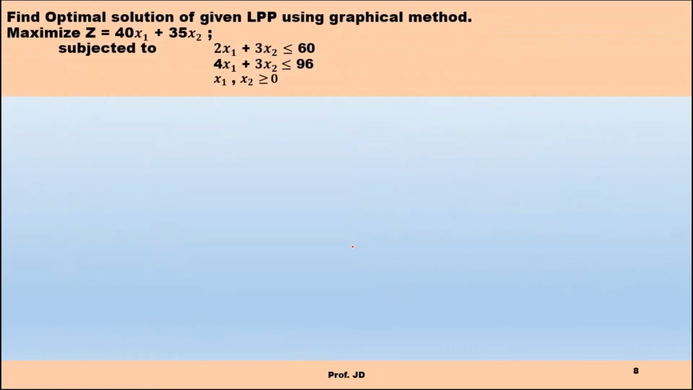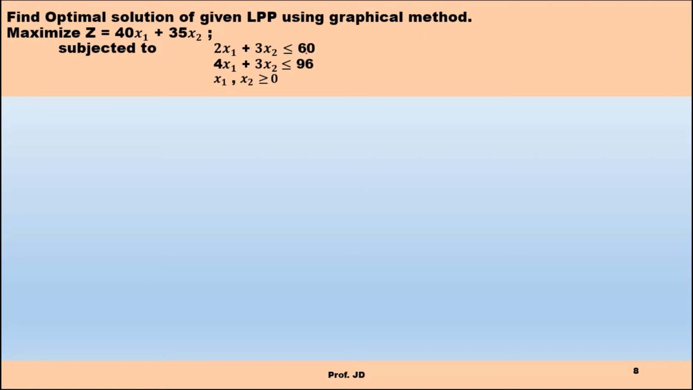In this problem, maximize z equal to 40x1 plus 35x2, and two constraints are there. So the problem is directly given to you, no need to formulate it, right? You need to find out the length on the x1 axis and the length on the x2 axis. How many units you should write on the x1 axis and x2 axis so that you can easily plot these two constraints.